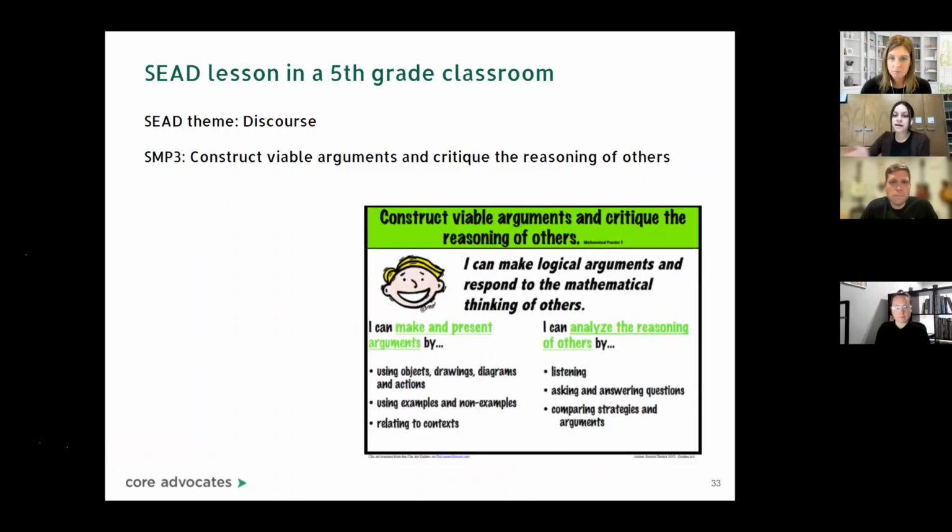So we focused on that standard for math practice of constructing viable arguments and making sure that the students understand what that standard for math practice means within our classroom, where we are critiquing the reasoning of others, so sharing our thinking with other students, and then also connecting it to our thinking, thinking about how it might be similar, how it might be different, and using different strategies as we're solving our problem.